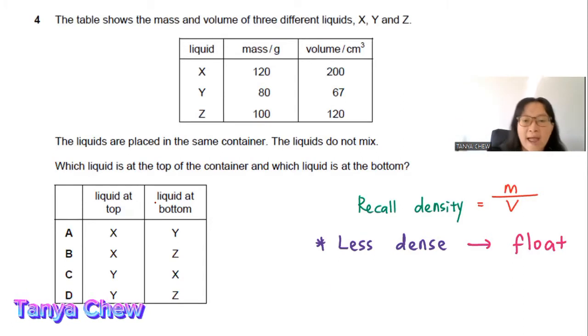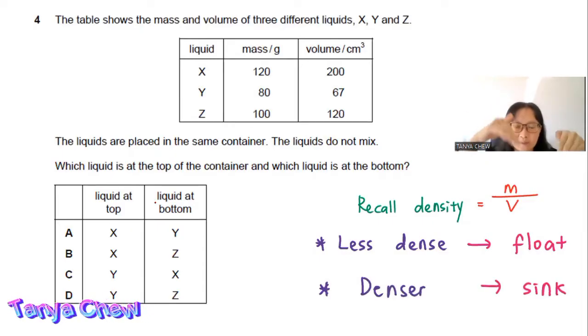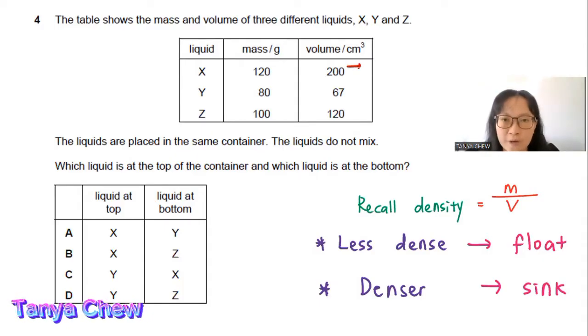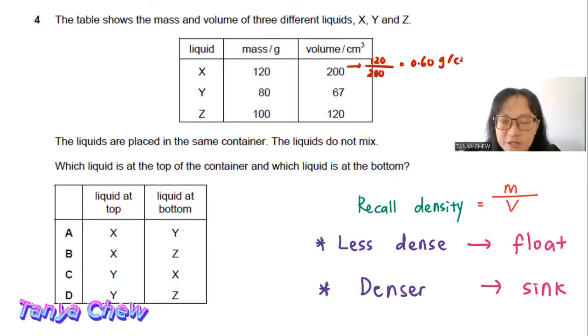So it will float. And the one that will be at the bottom will have the most density. Yeah, the denser liquid will sink. So since the information is all being given, all I need to do is find the value of my density. First one is 120 mass, which is divided by volume, which is 200. And I got 0.6 gram per cm cube as my answer for density of X.